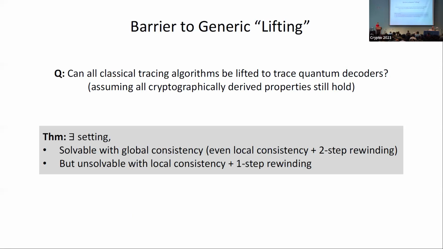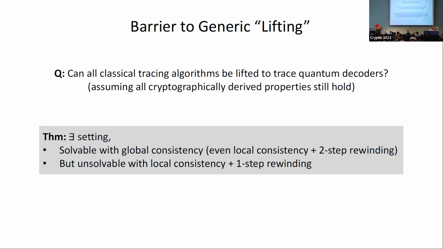And then I just wanted to conclude by saying that there seems to be a barrier to generically lifting classical tracing algorithms to quantum results. So you might hope, like, we've now replicated many of the classical tracing results in the quantum setting. Maybe there's just a fully general theorem that says if you have any classical tracing algorithm that works against classical decoders, you can upgrade it to an algorithm against quantum decoders. And we show that this is likely not possible.